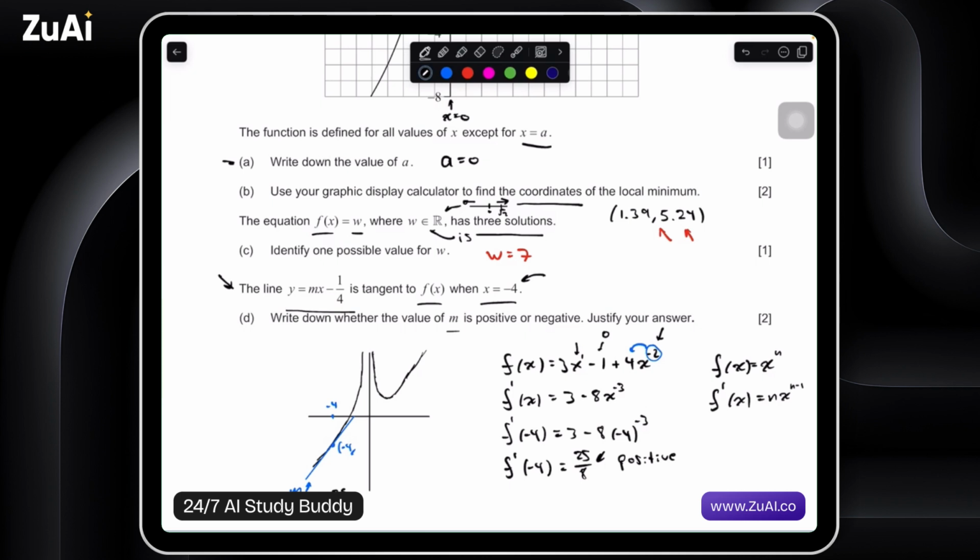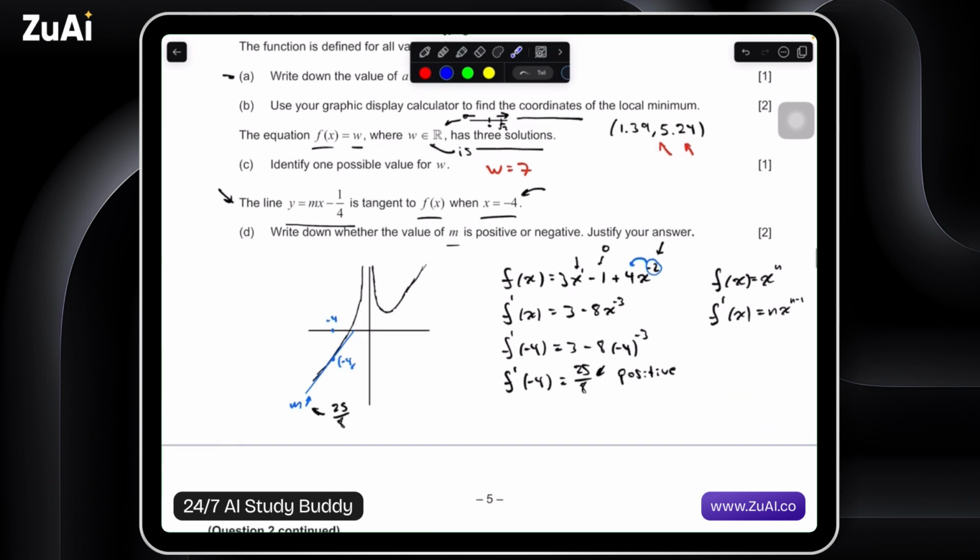That's one way to work it out. Another way, which doesn't require calculus, is just looking at this line itself. This y is equal to mx minus 1 over 4. And they give us an x value of -4. So we could put that in. And if we know an x and y value, then we know 2 out of the 3 unknowns, and we can solve for m. So let's go ahead to the calculator screen once again.